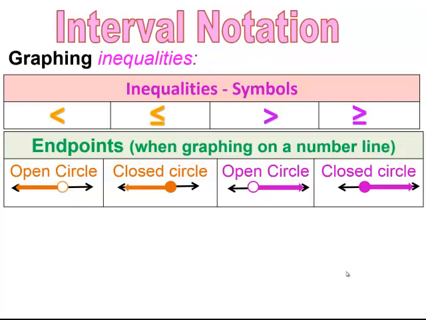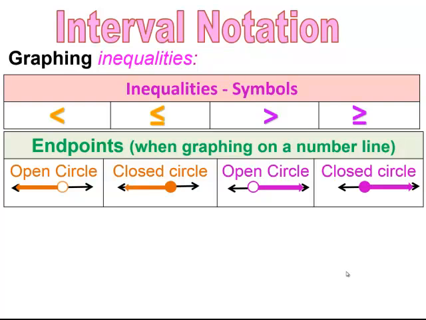When you're graphing on a number line, if you have a less than and the variable's on the left-hand side, you would have an open circle of where the number is that the variable is less than, and then you would shade to the left. If you have a less than or equal to, the difference in the graph, you would close the circle, and that closed circle represents that it also equals that number.